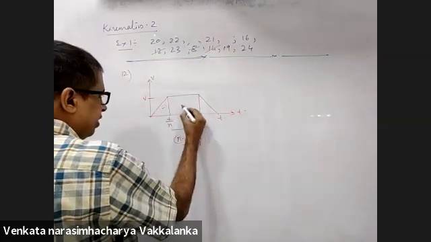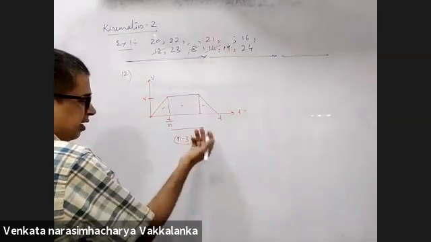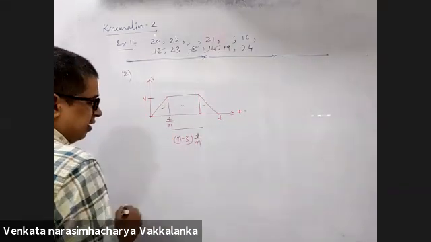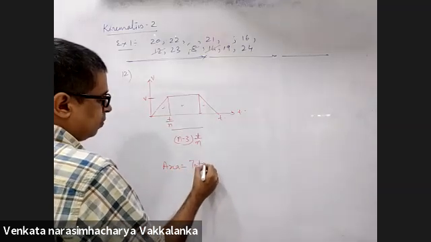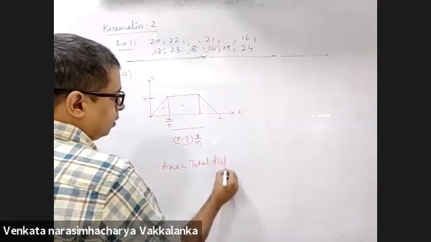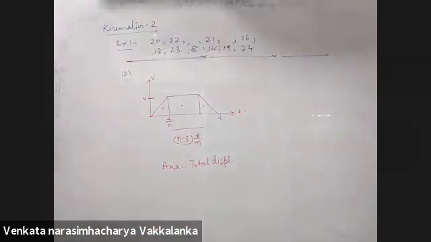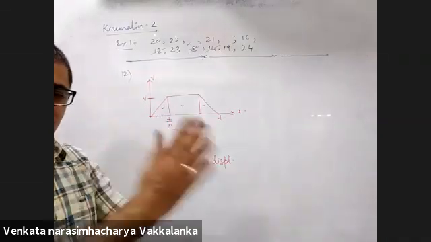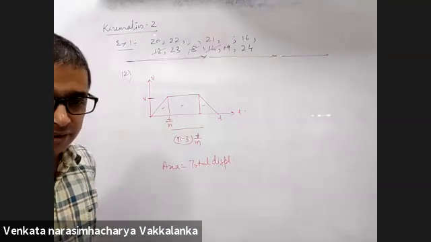Can I find out the area of this and this? You have given the maximum value, time is given, and what else is needed? Can I find out the area? Area will be total displacement. Total displacement divided by total time is the average speed.